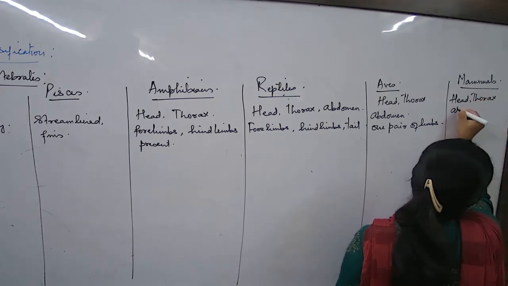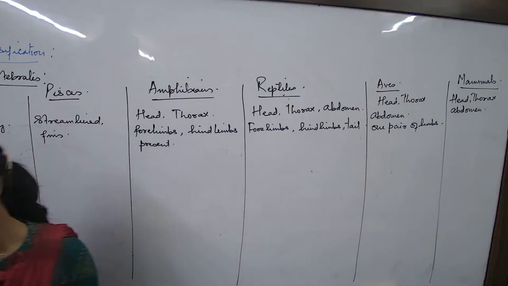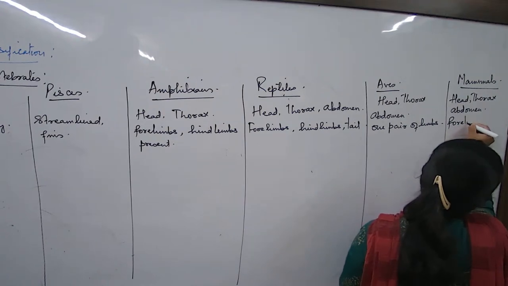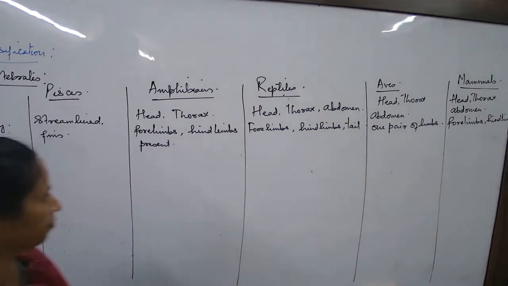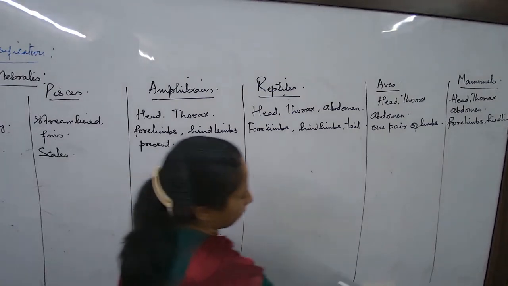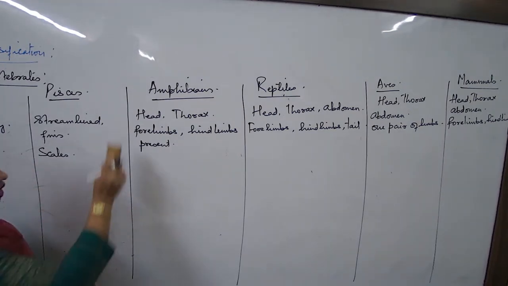Thorax, abdomen. Forelimbs and hind limbs only. Forelimbs and hind limbs. Skin. For Pisces, scales. Skin, just write it open this side. Pisces, you'll have scales there.